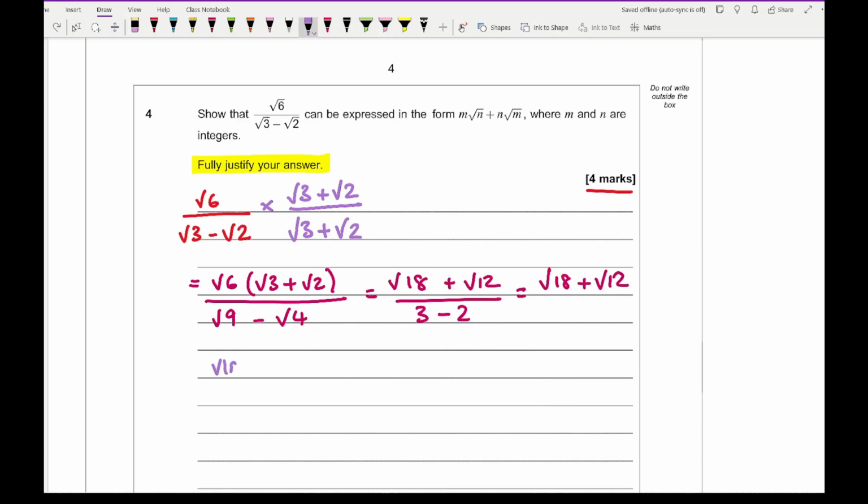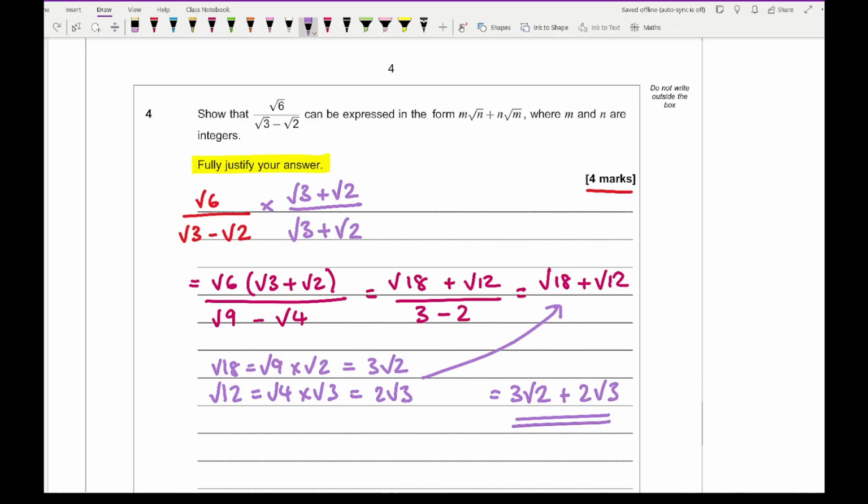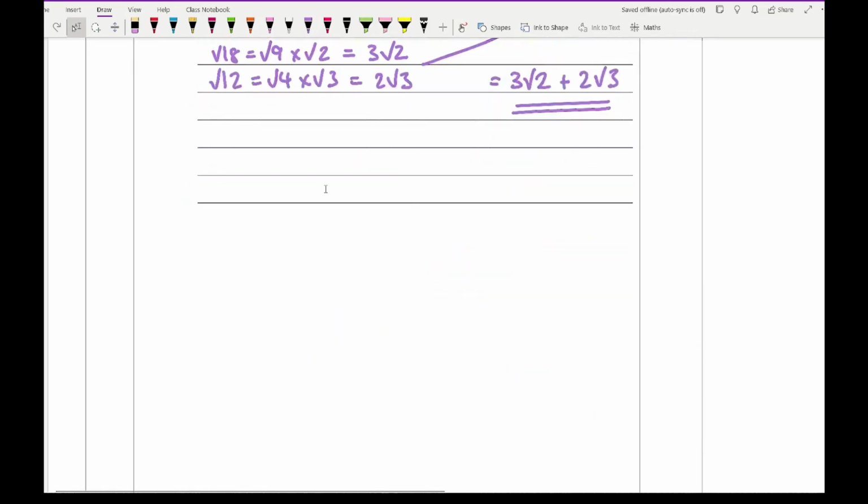Then for this, what I then need to do is to simplify each of these. So root 18 is equal to root 9 times root 2, so that's going to be 3 root 2, and root 12 is equal to root 4 times root 3, which is 2 root 3. So then combining these two things here, I get my final answer of 3 root 2 plus 2 root 3, which is exactly how they wanted me to show the final answer.